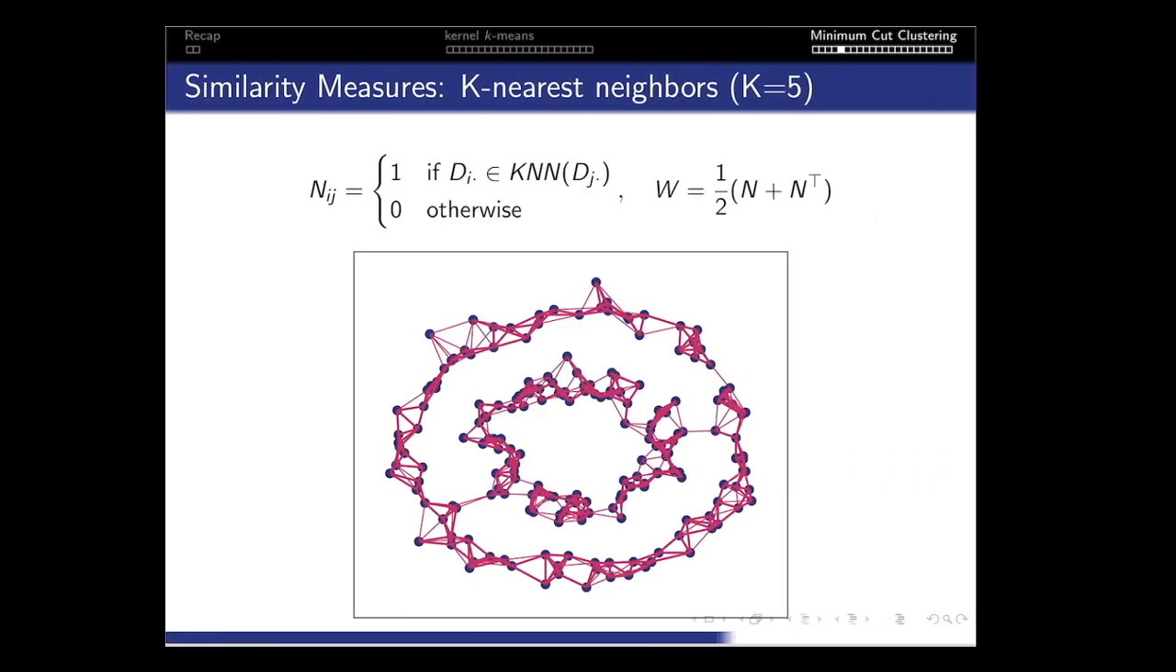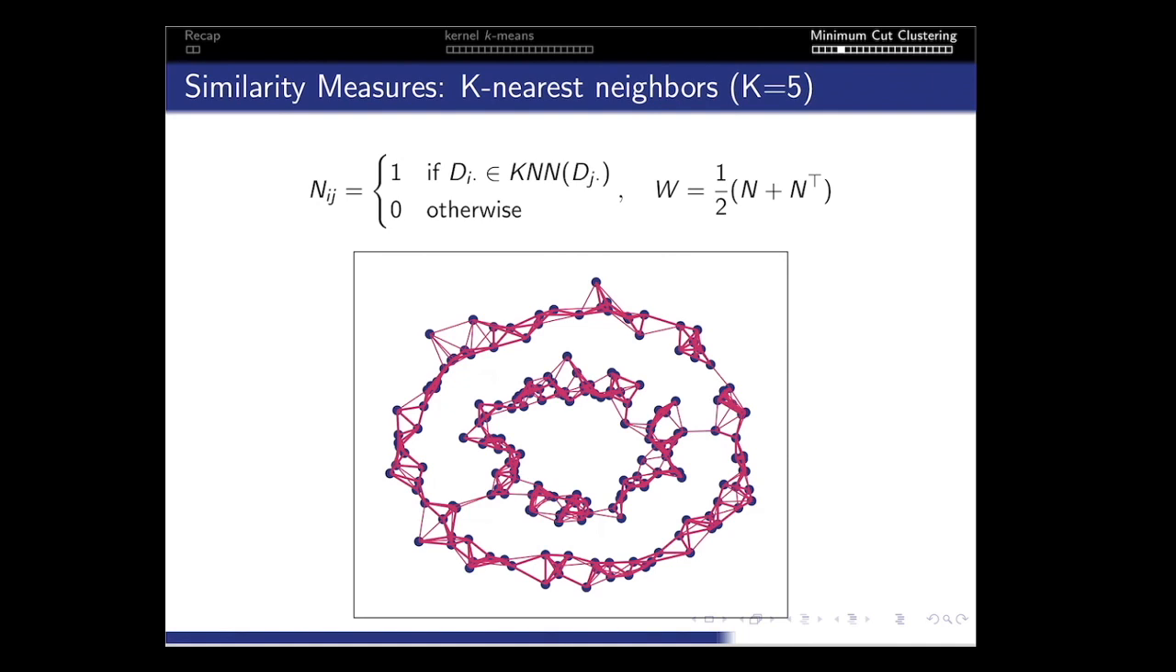Or another option is to represent the similarities by means of k-nearest neighbors. So k-nearest neighbors generally is directed, right? So if one point is in the k-nearest neighbors of another point, then it doesn't mean that this also is the case vice versa, right? So then we have to make the similarity matrix symmetric, because similarities are supposed to be symmetric.